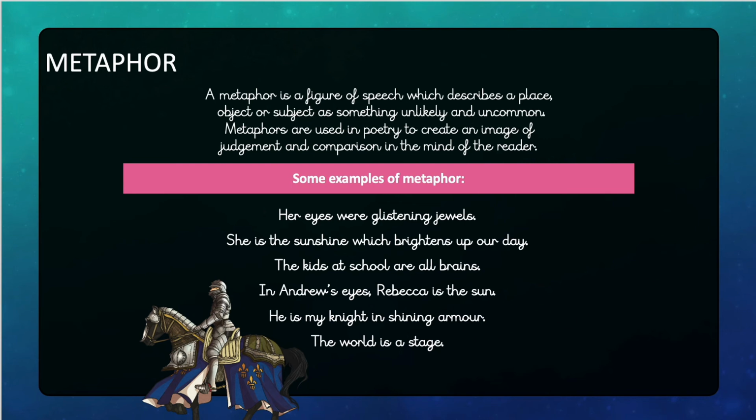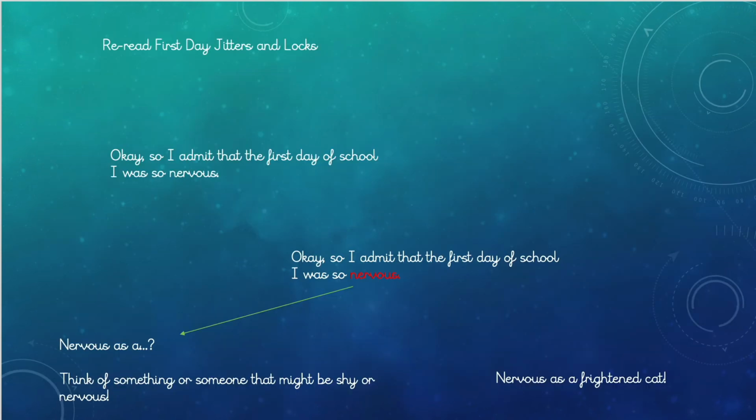Her eyes were glistening jewels. She is the sunshine which brightens up our day. The kids at school are all brains. In Andrew's eyes, Rebecca is the sun. He is my knight in shining armour. The world is a stage. Now, those are just some of the features.